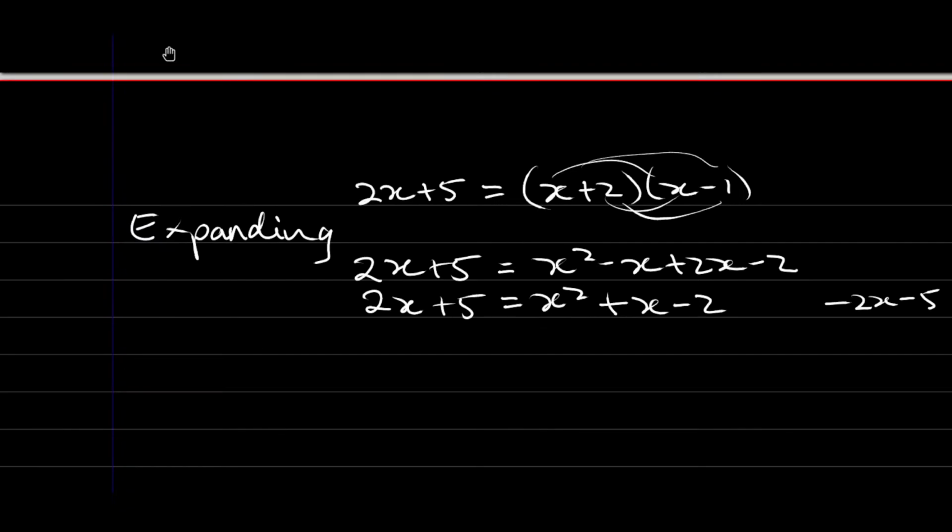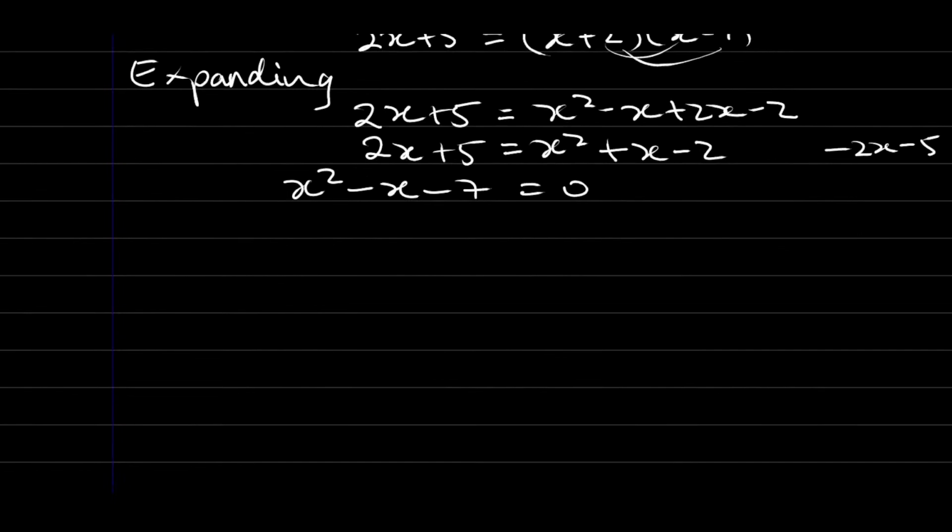I'm going to switch this over to that side, and that is going to be equal to x squared minus 2x minus that. So it's minus x. And then negative 2, negative 5 is going to be negative 7, and it's going to be equal to 0. Can it factorize 1 by 7? No. 1 by 7 cannot sum to give me a 1, so it cannot factorize easily.